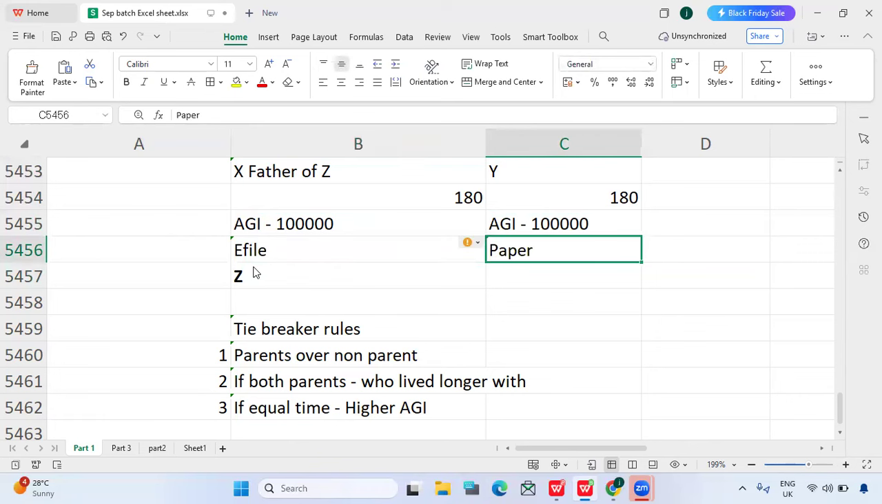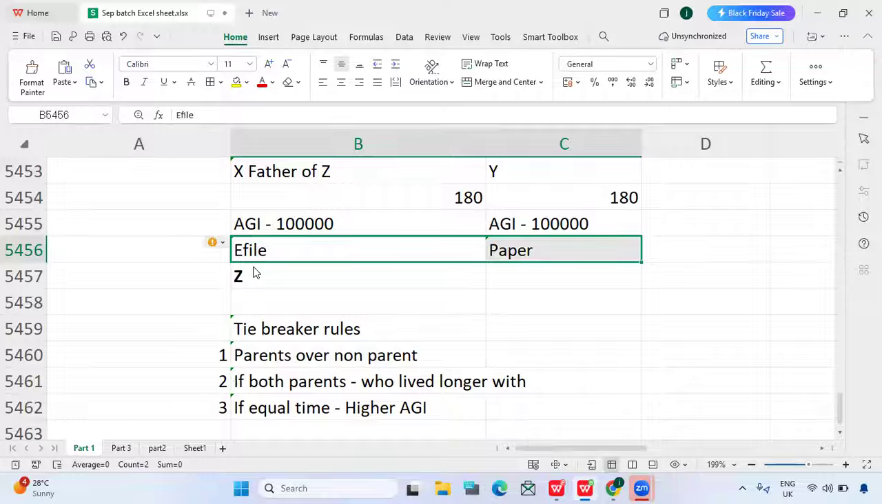Because if Y is filing, it will show an error, as the dependent is already claimed by X. So in that case it will go to an issue with the IRS. Someone should remove the dependent in the tax return. So those are extreme cases we will check. So yeah, this is the key.